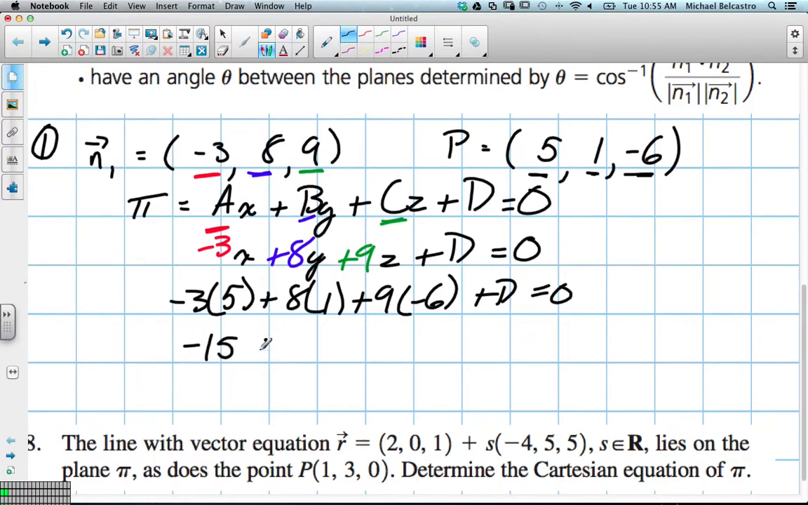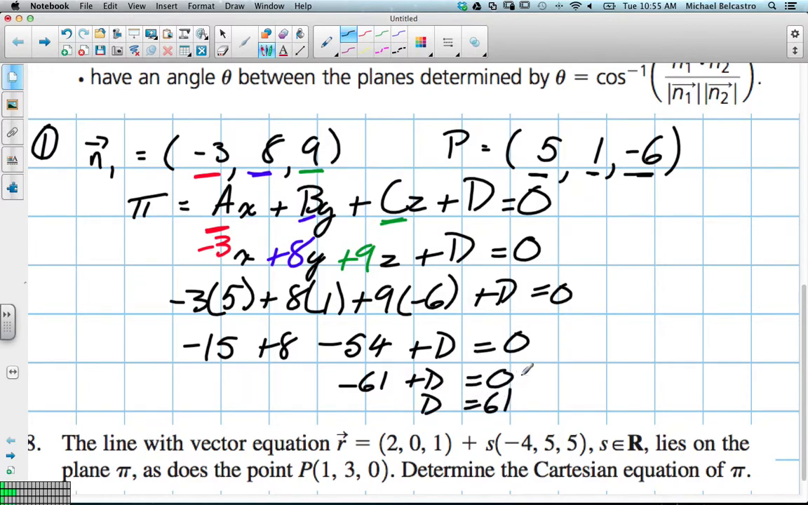We'll have -15 plus 8 minus 54 plus d is equal to 0. We combine those, what, -61? Check that to make sure. I make a lot of mistakes in my head. Okay. Which means d is the value of 61. So our Cartesian form will be -3x plus 8y plus 9z plus 61 is equal to 0. So we've taken the normal and a point and turned it into our Cartesian equation of a plane.